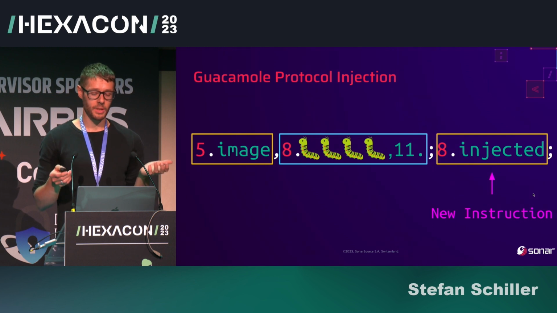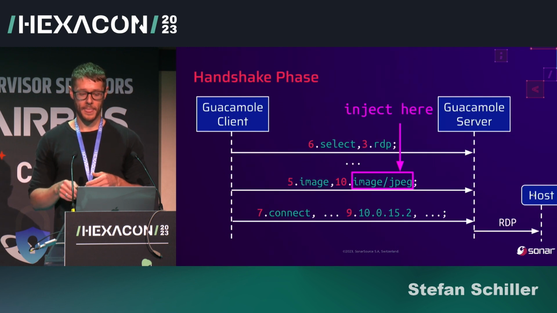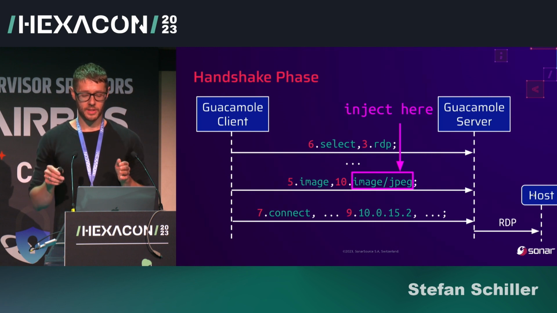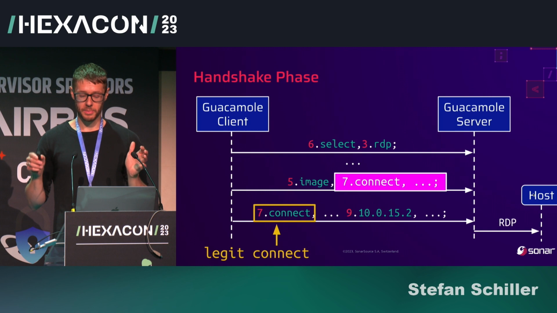So with this technique, we can inject any additional instruction during the handshake. The instruction we inject is placed right after the image instruction, which is sent during the handshake before the connect instruction. This means that we can inject a connect instruction, which is inserted before the legit connect instruction.